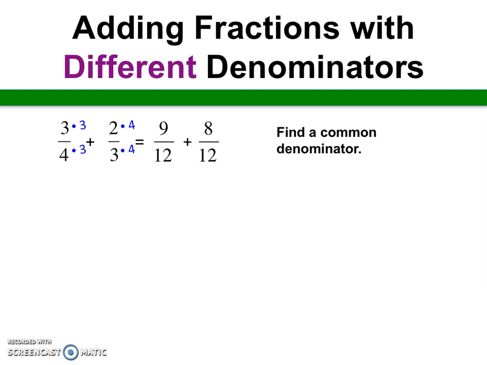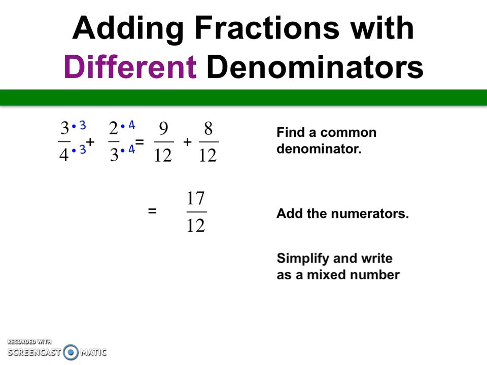So just like we were doing the other day, when I'm adding things that have a common denominator, I need to add the numerators. 9 plus 8 gives me 17. That stays above my 12 as my denominator, so 17/12. And then I'm going to go ahead and simplify that. It's an improper fraction right now. I want it as a mixed number. So 12 goes into 17 one time, and 5 left over, so 1 and 5/12.